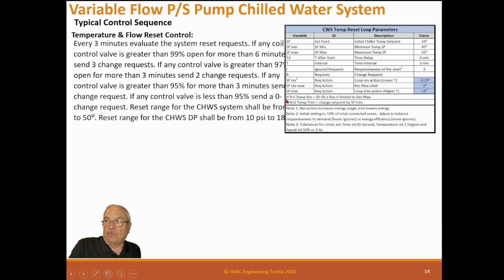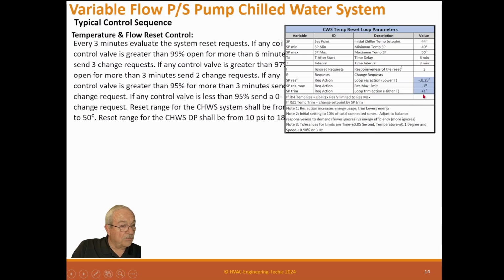And then the formulas are, if R is greater than ignored, if the reset requests are greater than the ignored request, then temperature reset equals R minus IR times RV, limited to the res max. So it's just that times that. If R resets are less or equal to the ignored request, then temperature trim equals change set point by trim amount. So it's just that. So this works really easy. You don't multiply anything. It's just every time you get a trim request, you drop it a degree.